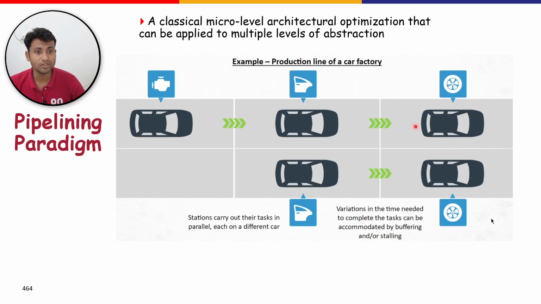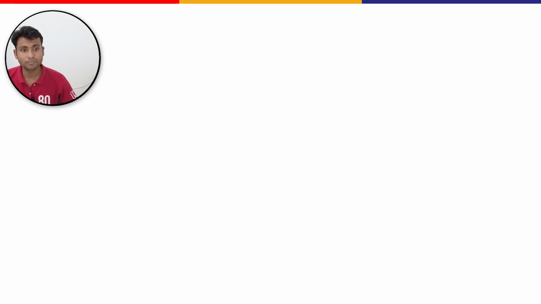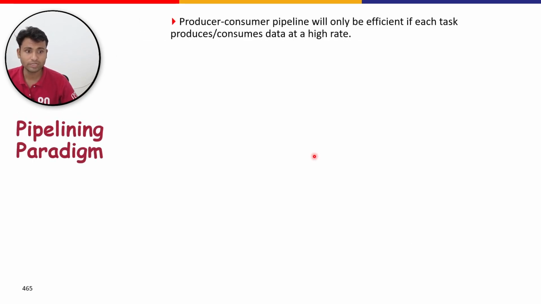Variations in the time needed to complete the task can be accommodated by buffering or holding one or more cars in a space between the stations. Or it can be done by stalling, which is temporarily halting the upstream stations until the next station becomes available. The producer-consumer pipeline will only be efficient if each task produces and consumes data at a high rate.